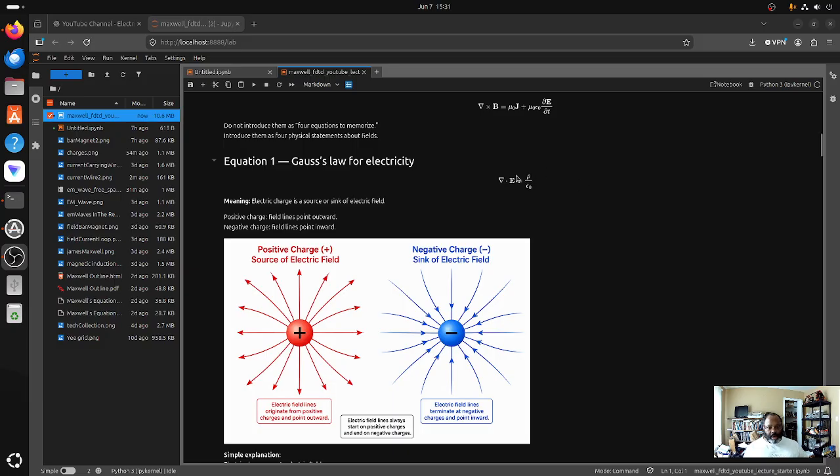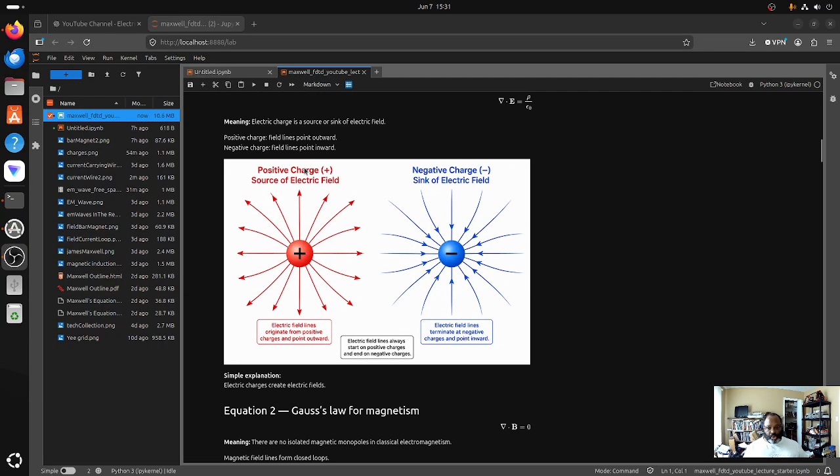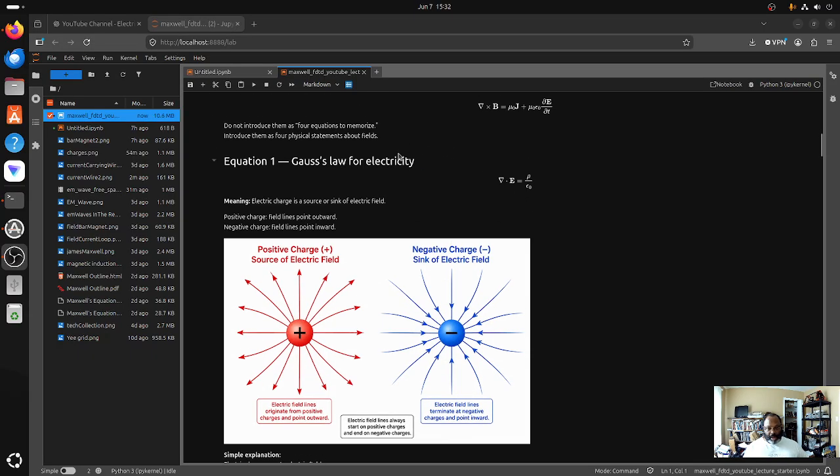electric charges are sources of electric fields. So I show here two different electric charges. I have a positive charge. Positive charges are sources of electric fields. So you can see that I have these arrows going away from this electric charge, showing that it is sending out a field away from the charge. Now, negative charges like electrons are sinks for electric fields. So you can see that I have my field lines coming in from infinity toward this negative electric charge. So this is Gauss' law for electricity.